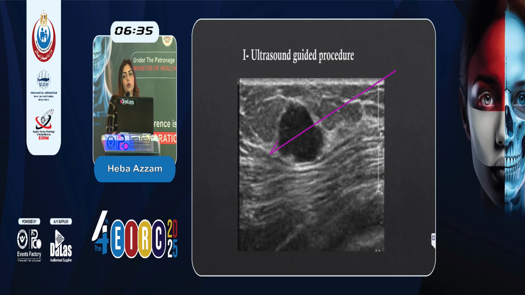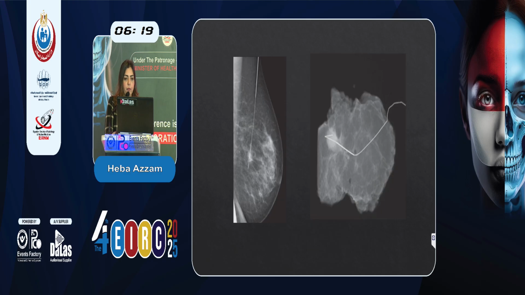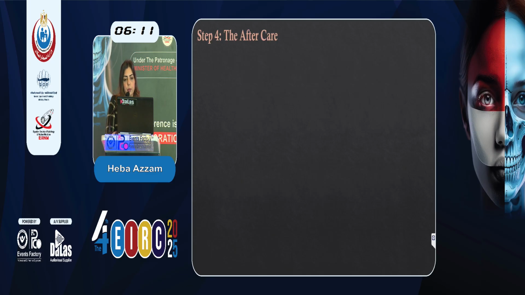There are 3 important measurements that have to be done in ultrasound-guided wire localization. The first is from the site of the entry to the tip of the wire. The second is from the tip of the wire to the overlying skin. And the third is from the overlying skin to the site of the entry. Then we have to do a mammographic image to ensure the proper position of the wire and a post-specimen image.